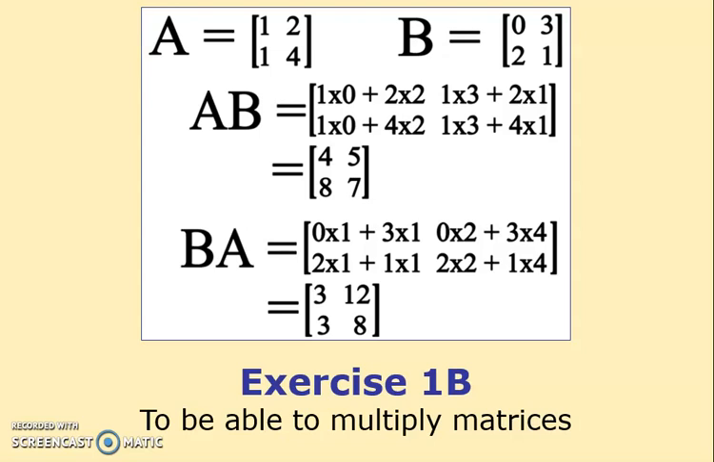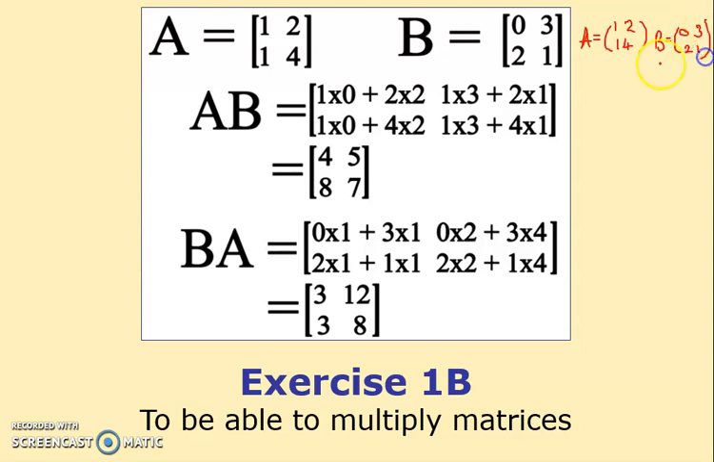Now, it's a very important lesson, as today we're going to look at how to multiply two matrices. Interestingly, I've got one at the top here. You can see it says A equals... I usually write them in curly brackets, but some people put them in square brackets. And B equals 0, 3, 2, 1.